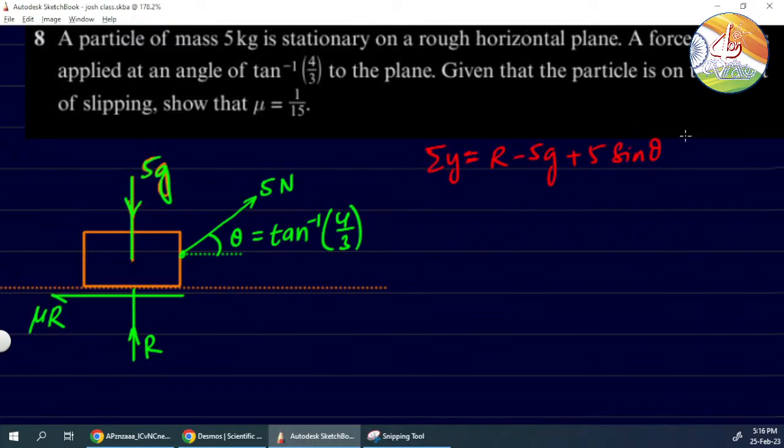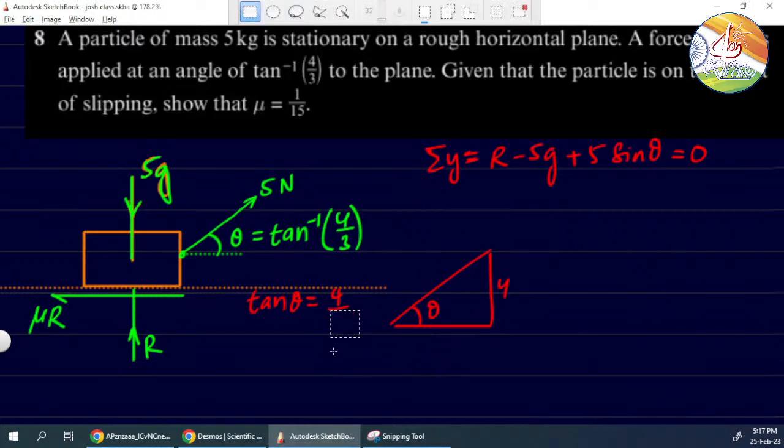Then mu R is horizontal. It will not have any vertical component. Total should be 0. So what will be sine theta? Here we have been told that tan of theta is equal to 4 by 3, opposite by adjacent. So this is angle theta, 4 by 3, and this will be 5. That means sine of theta will be 4 by 5 and cos of theta, adjacent by hypotenuse, is 3 by 5.